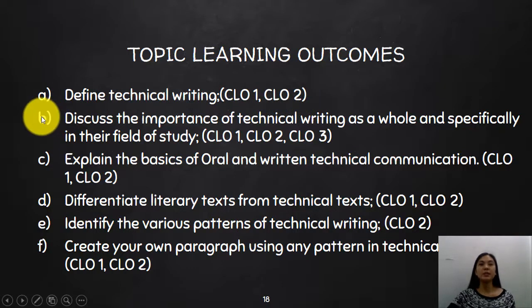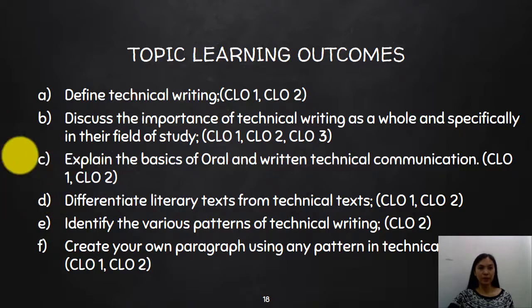So letter B, discuss the importance of technical writing as whole and specifically in the field of their study. When you are able then to do that, CLO number 1, number 2, and number 3 is already achieved. So you get to see that for every TLO, a CLO is achieved. So letter C, explain the basics of oral and written technical communication.